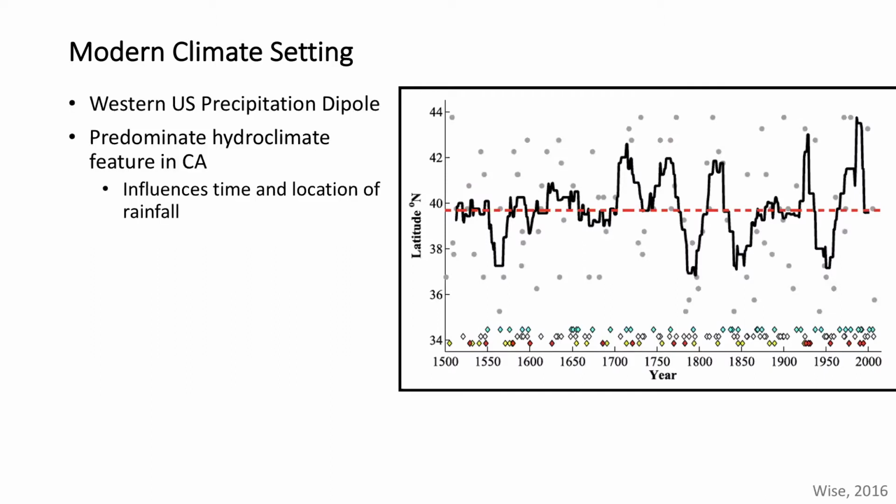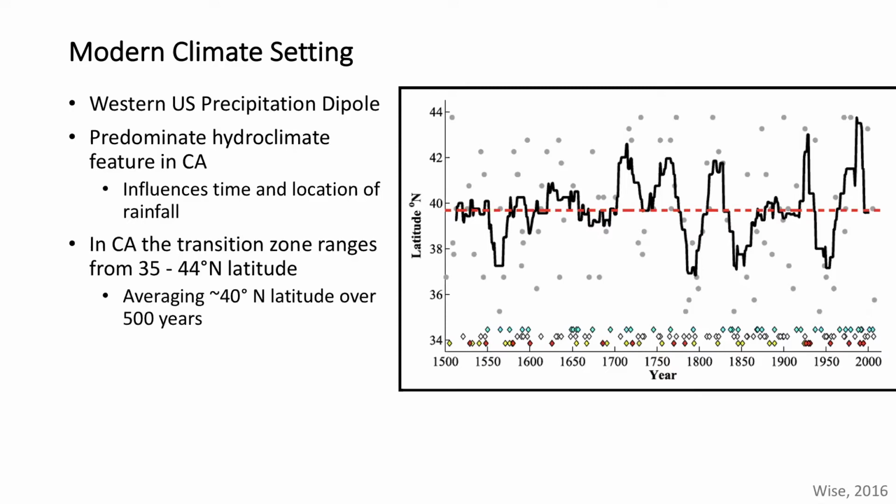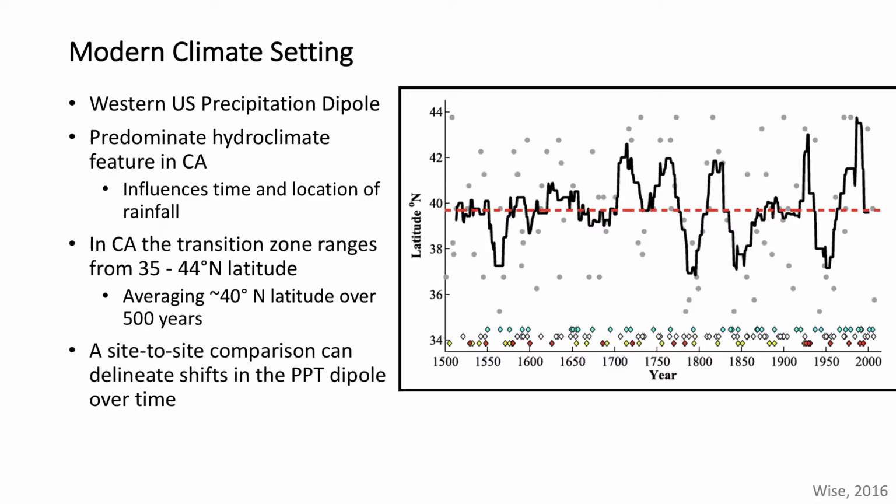Superimposed on this precipitation regime is the Western United States precipitation dipole. It is the primary hydrologic feature in California winter climatology that influences the annual timing and location of rainfall. In California, the center of the transition zone ranges between 35 to 44 degrees north latitude and has remained relatively stationary at approximately 40 degrees north latitude for the past 500 years. A site-to-site comparison of hydrologically sensitive records can delineate the shifts in the precipitation dipole, such as during the Younger Dryas, where spatial hydroclimatic conditions remain unknown.